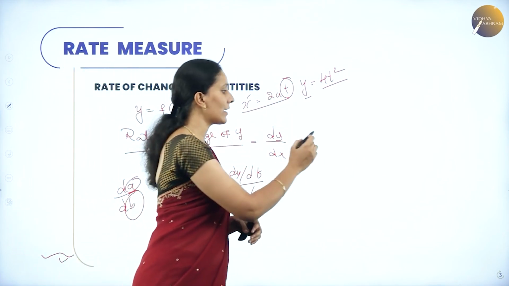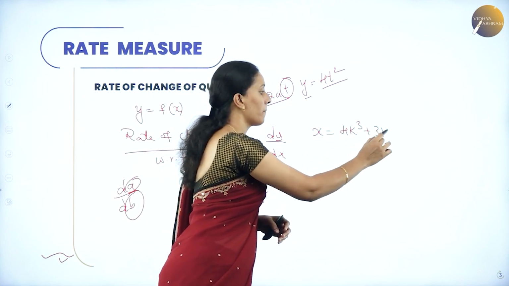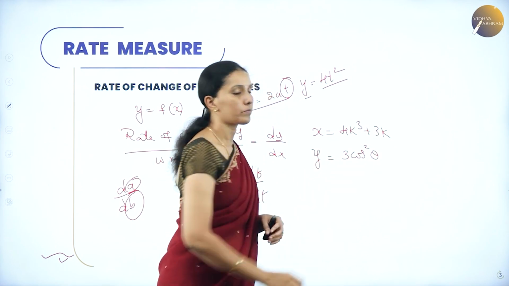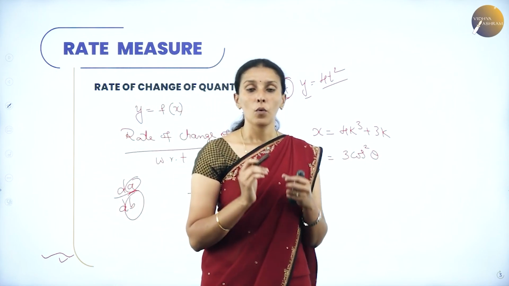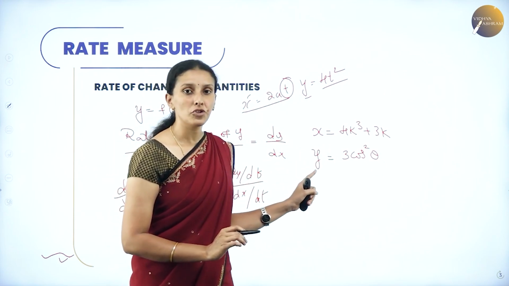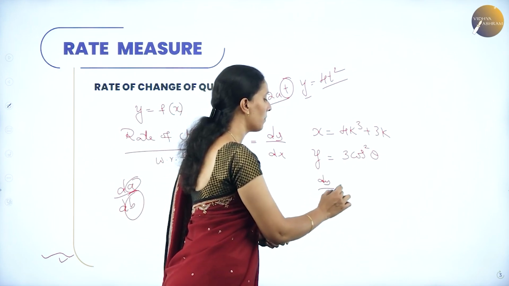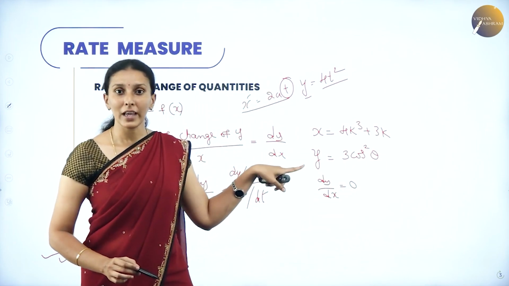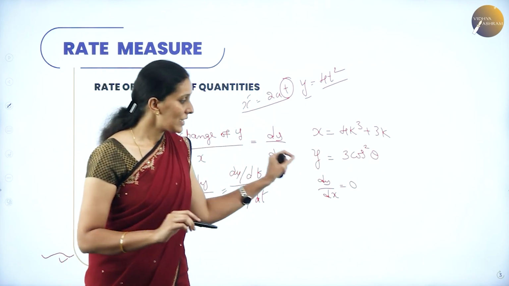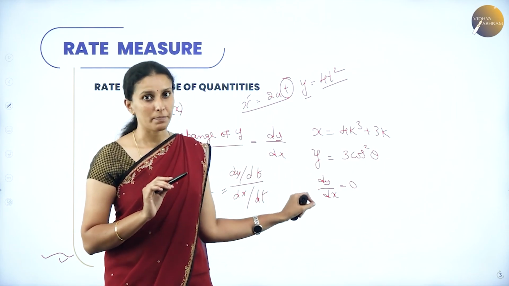Suppose if I take an example of x is equal to some 4k cube plus 3k and y is equal to some 3 cos square theta. So here what happens? What is the derivative, that is dy by dx, or what is the change in y with respect to x? In this case, dy by dx is purely 0 because there is no link between y and x. They are completely expressed in different parameters. In this case, we can't find out the rate of change of quantity y with respect to x.